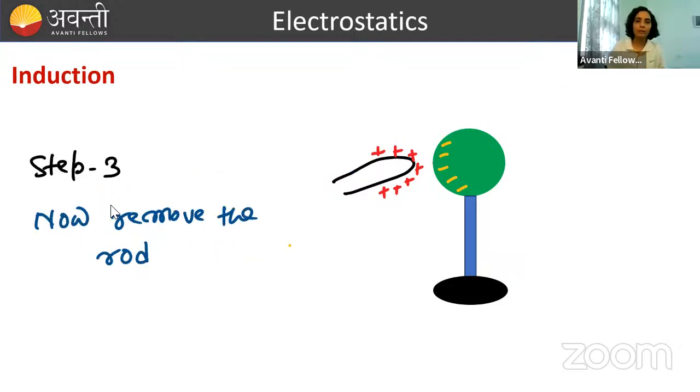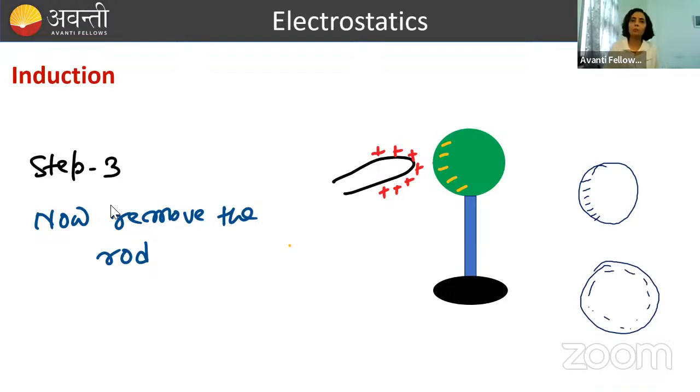Now the system will look something like this. Now remove the rod. So if you are now removing the rod, what will happen? Because of the rod this charge was distributed here, right, and once you are removing the rod, this negative charge will get distributed uniformly because it's not bonded to anything, it will get uniformly distributed throughout the surface.